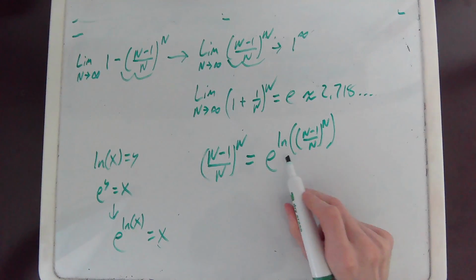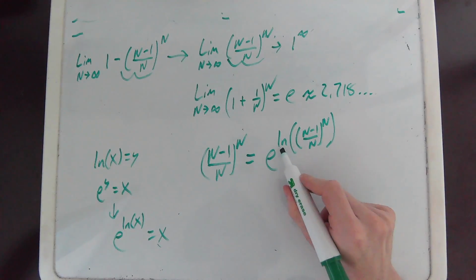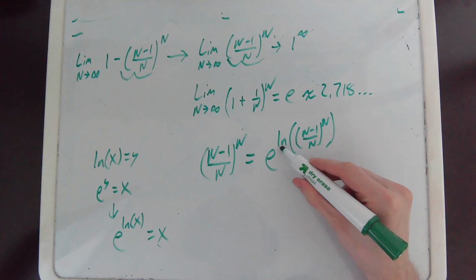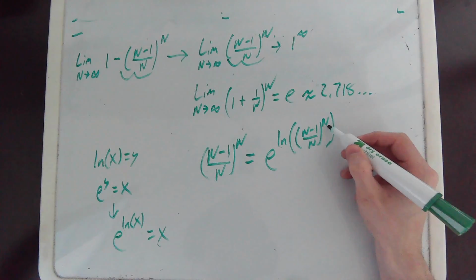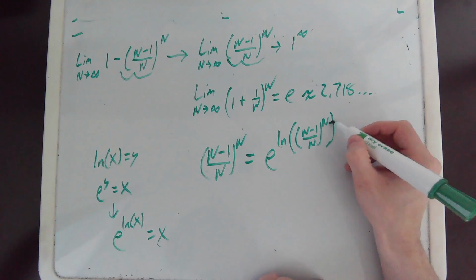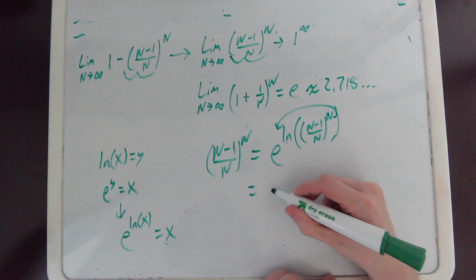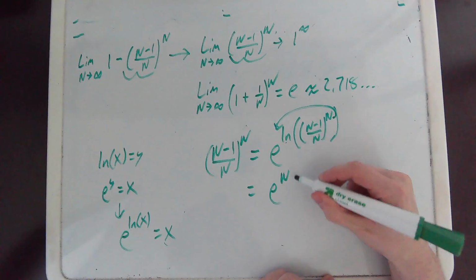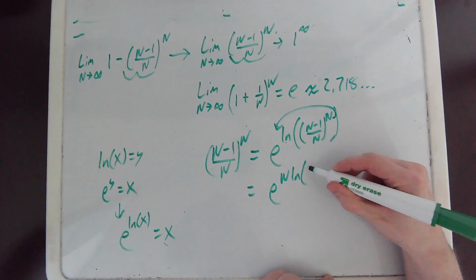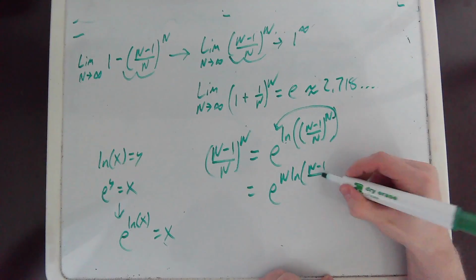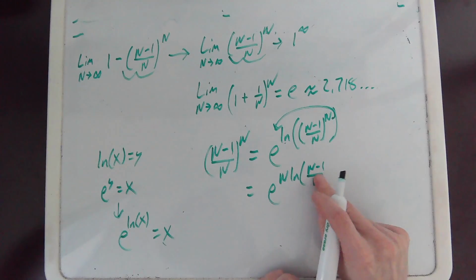What's nice about this form is that now that we have a logarithm here, we can use the property of logarithms to bring this exponent out to the front. So now we have, this is the same as e to the n natural log of (n minus 1 over n).